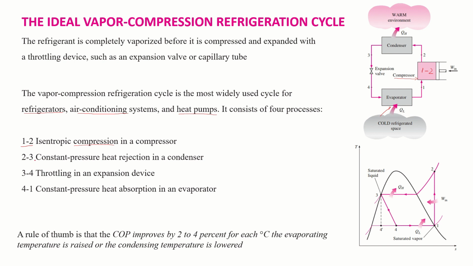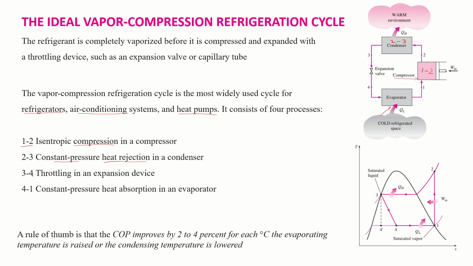The second process is heat rejection, which is at constant pressure. So this process is 2 to 3, which is heat rejection from the refrigerant to warm environment.